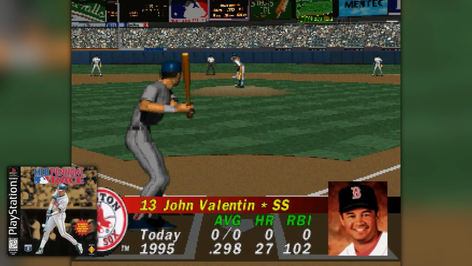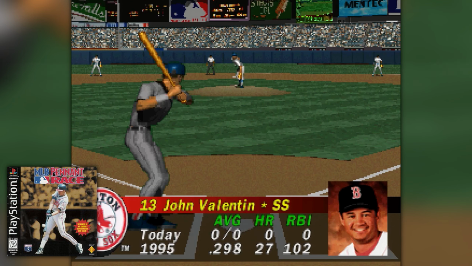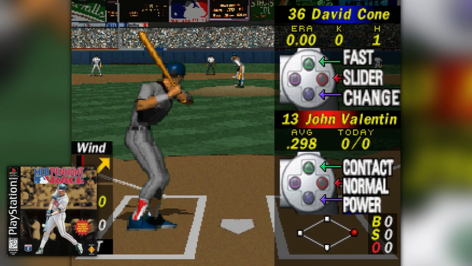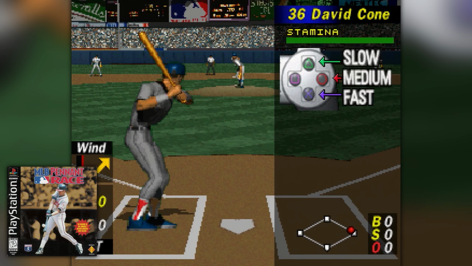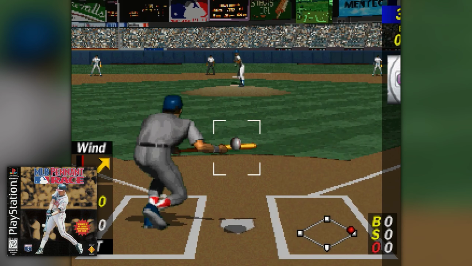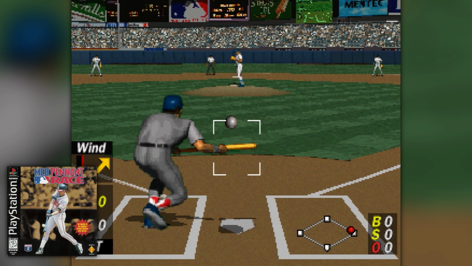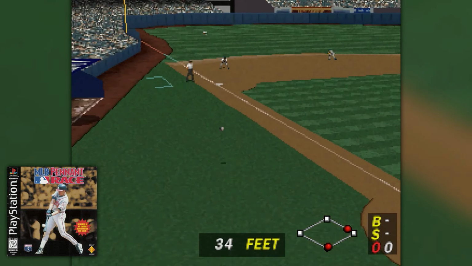Long before the series locked into its familiar yearly numbering format, Pennant Race was tasked with a monumental corporate mission. It had to prove that the PlayStation could deliver an authentic, fully licensed Major League Baseball experience that could compete with and ultimately dethrone the established arcade giants that ruled the sports genre at the time.